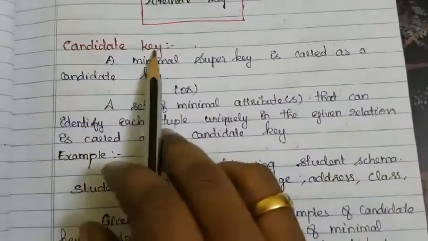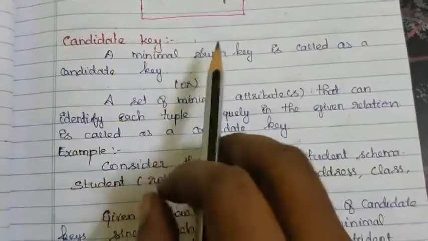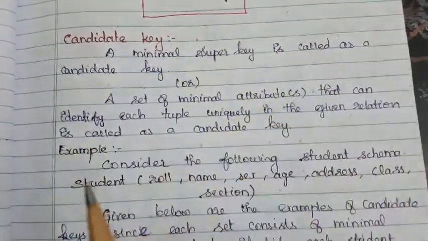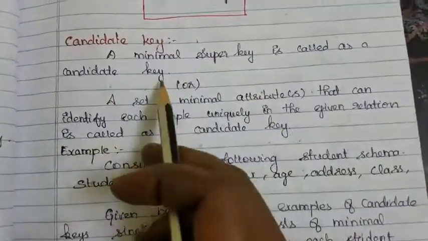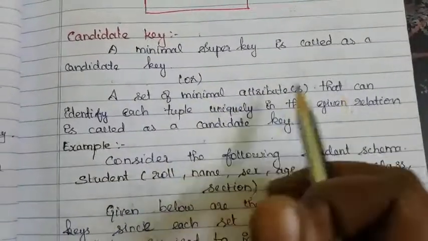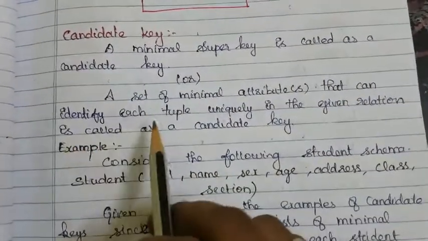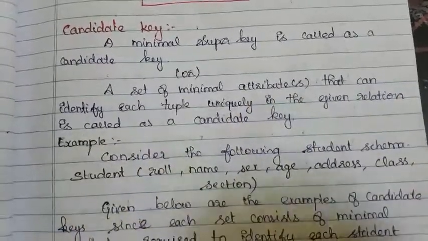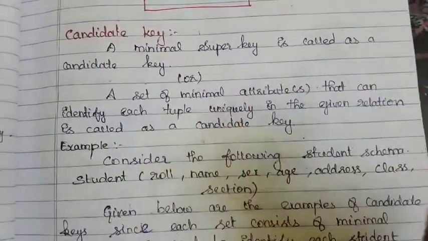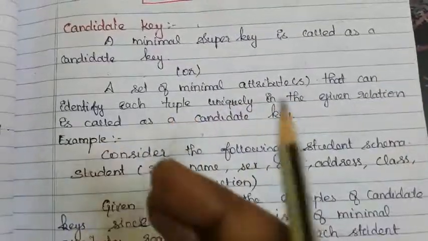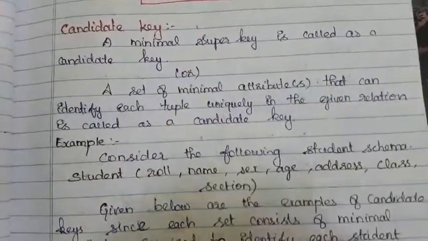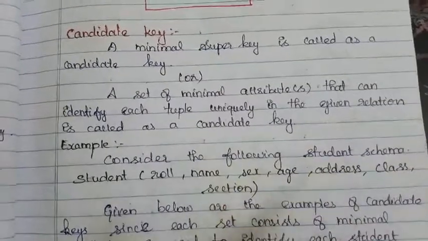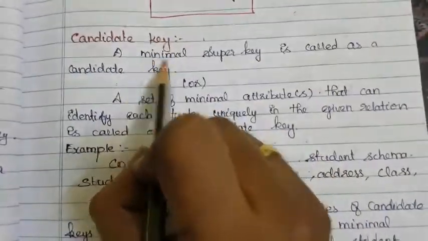Okay. A minimal super key is called a candidate key, or else a set of minimal attributes that can identify each tuple uniquely in the given relation is called a candidate key. Don't get confused. A candidate key is a super key, but a minimal super key. See, look at this word. It is a minimal super key.